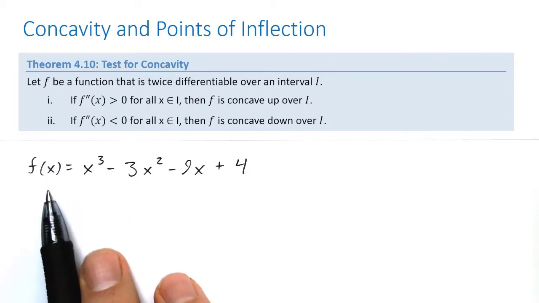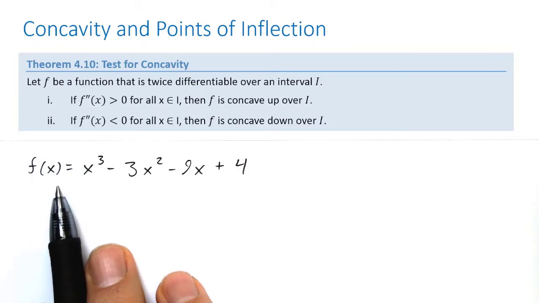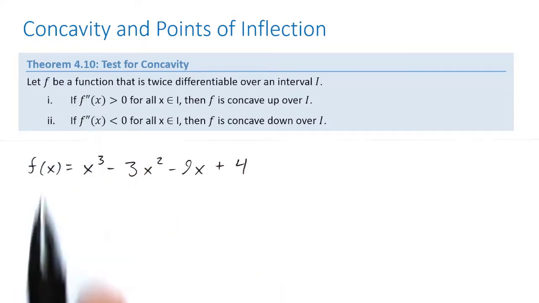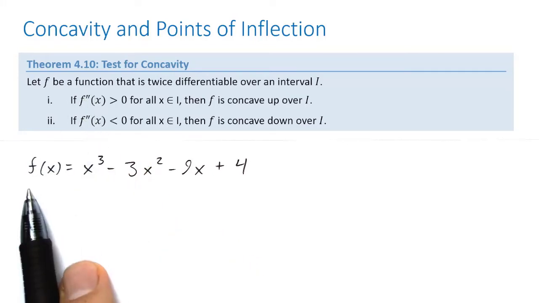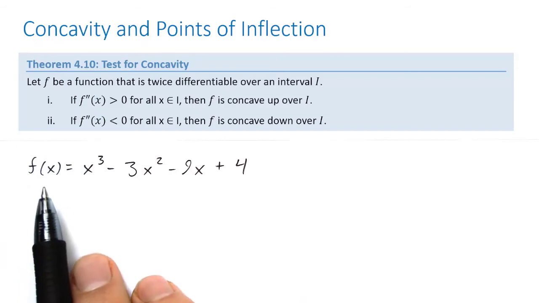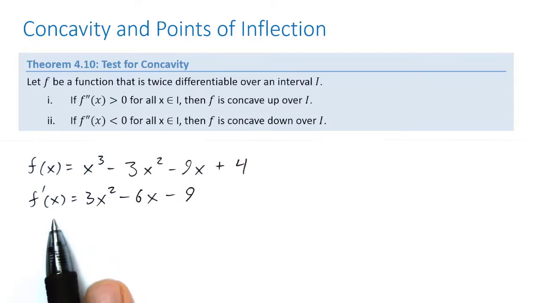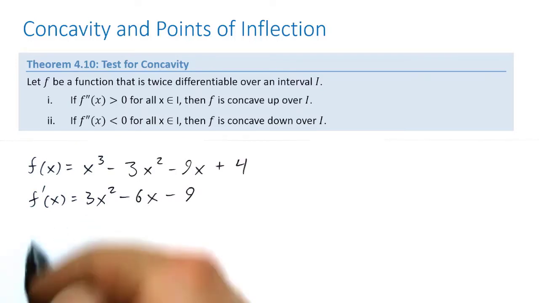Okay, so here's my function. Now we want to find the concavity and inflection points for this. All right, well, that means that we're going to be looking at the second derivative, right? So I got to compute two derivatives. So in the last videos, we computed the first derivative, so let's just write that down really quickly. And what we'll do now is we'll compute the second derivative, f double prime.